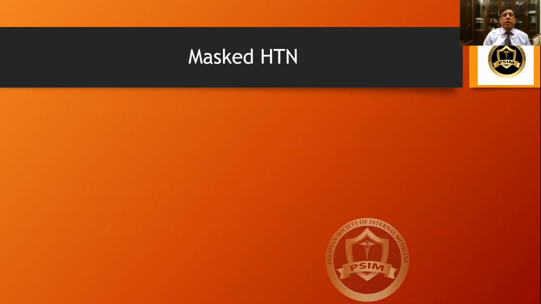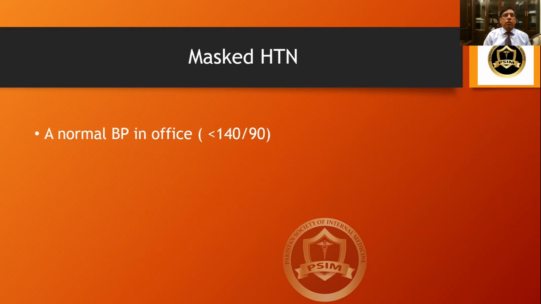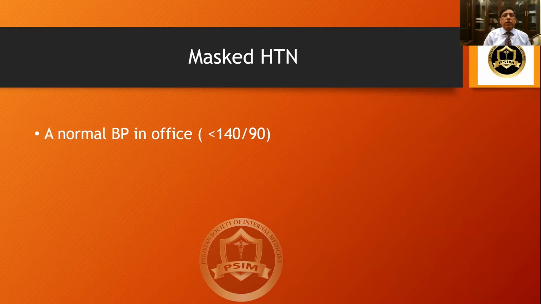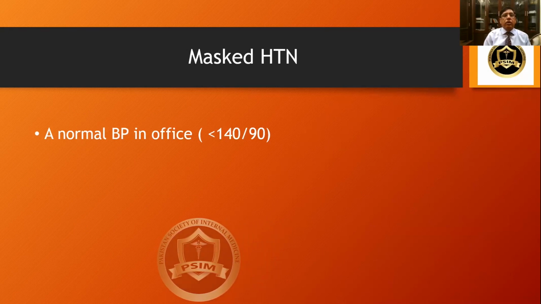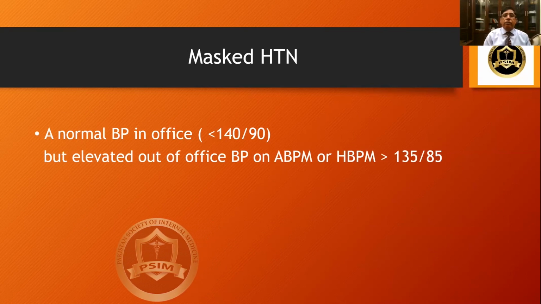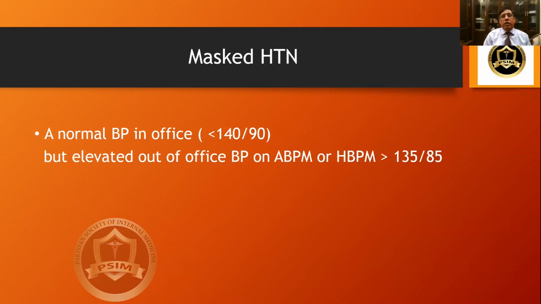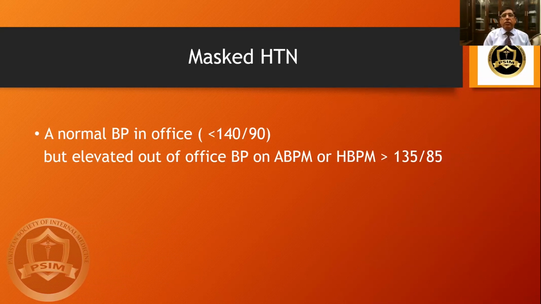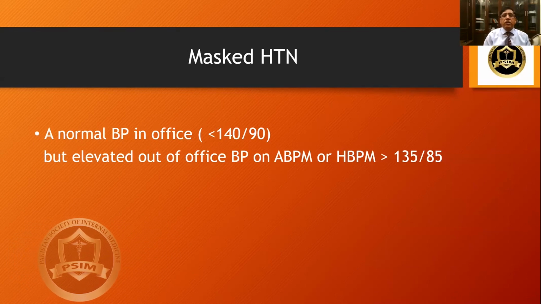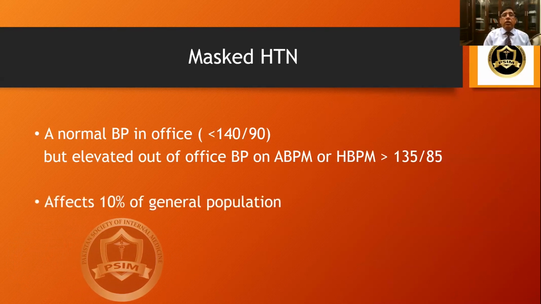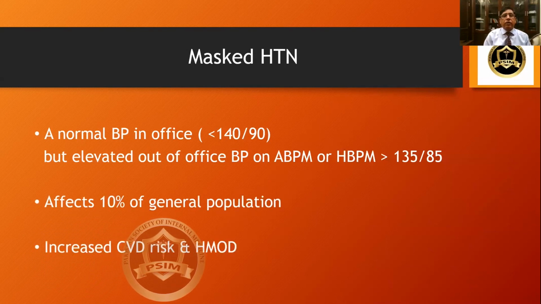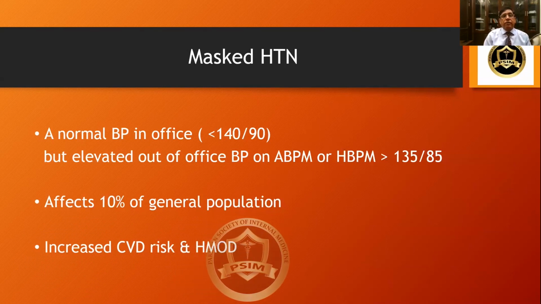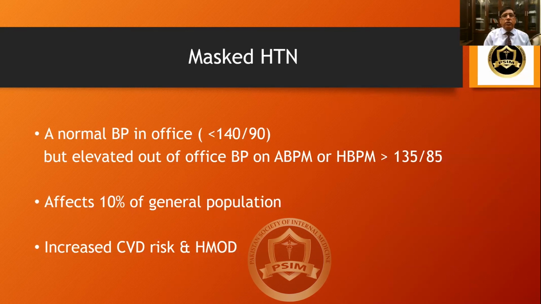The opposite is masked hypertension, where blood pressure in the physician's office is normal, less than 140/90, which we have set as a cutoff value, but elevated at home, or when recorded through ambulatory or home blood pressure recording, usually more than 135/85. Now, this is important. This is the patient whom a physician is going to miss, although he has an equal risk of developing complications as the hypertensive patient. This phenomenon is seen in almost 10% of the general population.